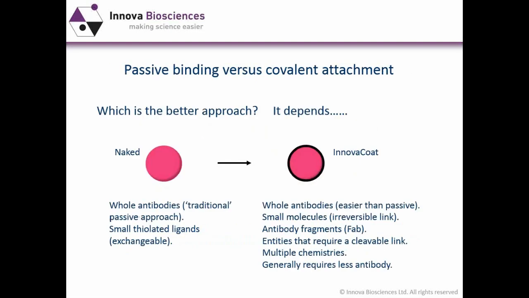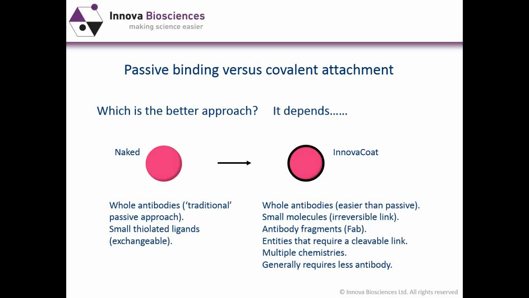Okay, so passive binding versus covalent attachment, which is the better approach? Well, it depends. There's no right answer here. I think it's good to have a variety of options. So with naked gold, you can couple whole antibodies with the traditional passive approach. I showed you the data for that. It's a trusted approach, very reliable, but very time consuming. You can also couple small thiolated ligands. We showed some examples of the self-assembly technique. Particularly good if you want to exchange those small molecules on the surface, or if you want them to fall off.